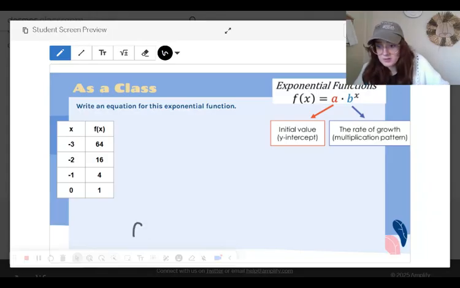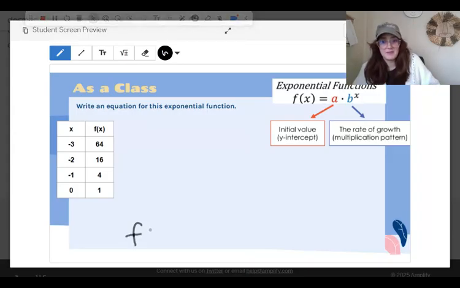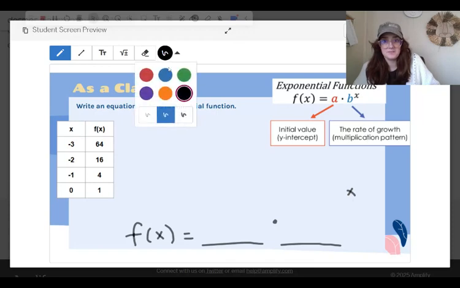Oh, no, hold on. There's a tab that's in the way. All right, so we're going to write this out. It's f of x, which again is another way to say y equals, and then something for a times something for b to the power of x.